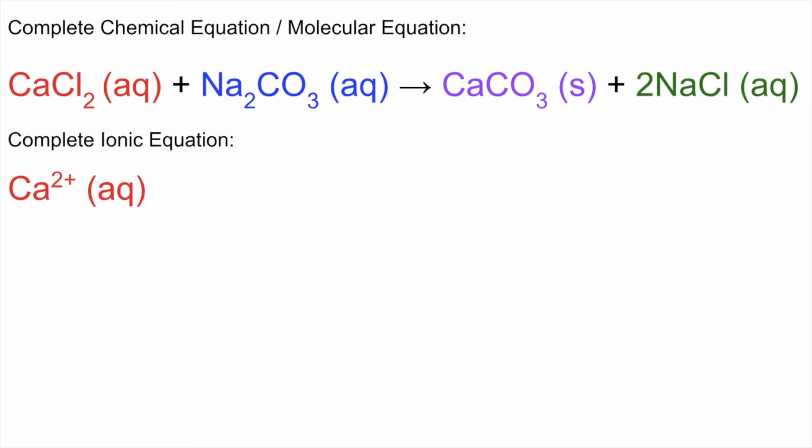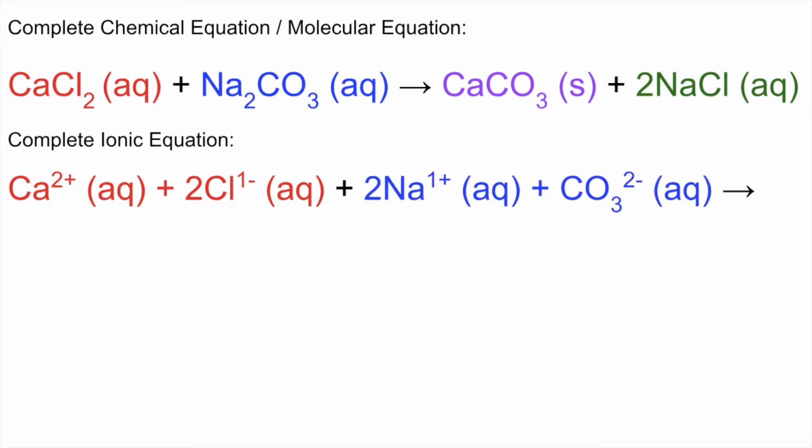So with our example here, we're going to break the red compound first. We're going to break it into calcium and 2 chlorine. As you can see, we have the charges, so 2 plus for calcium and 1 minus for chlorine. And we've written the state as well, which is aqueous. And also, we've written a coefficient of 2 in front of the chlorine because in the chemical equation, there's a subscript of 2. So we're going to do the same thing with the sodium carbonate.